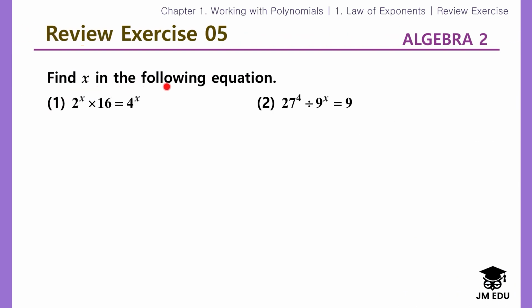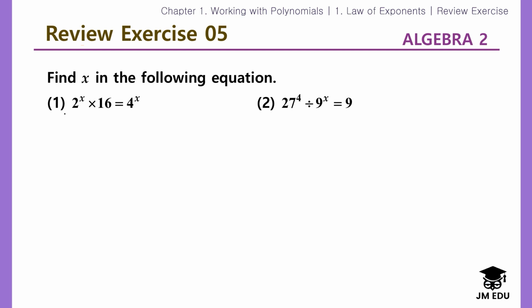Find x in the following equation. For number 1, we have 2 to the power of x times 16 is equal to 4 to the x, right? So this equation has the variable in the exponents. To solve this type of equation, each term must have the same base. That's the key. Okay, so let's try number 1.